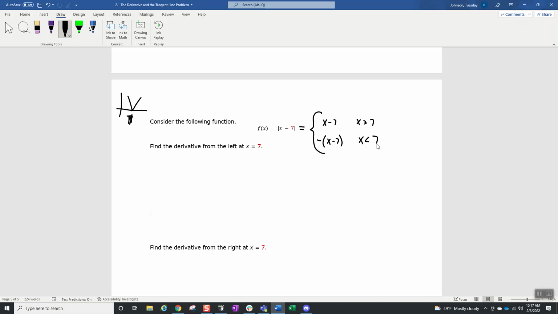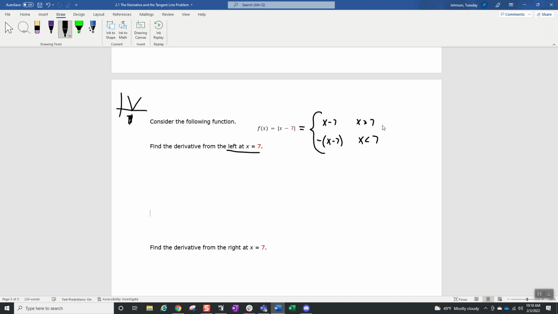I take a value less than 7, say 6. 6 minus 7 is -1. The absolute value of -1 is 1. And I put 6 in here. 6 minus 7 is -1. The absolute value of -1 is 1. Alright, so we use the piecewise defined function.